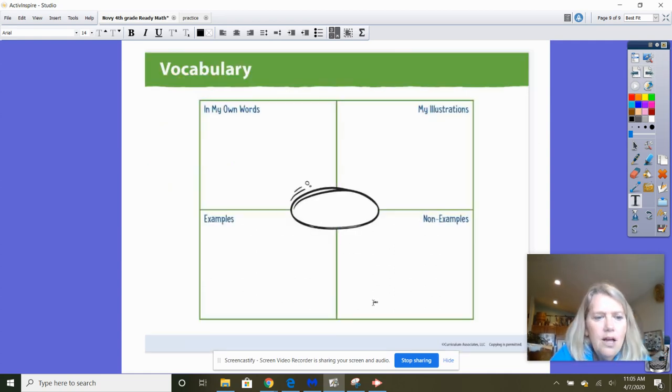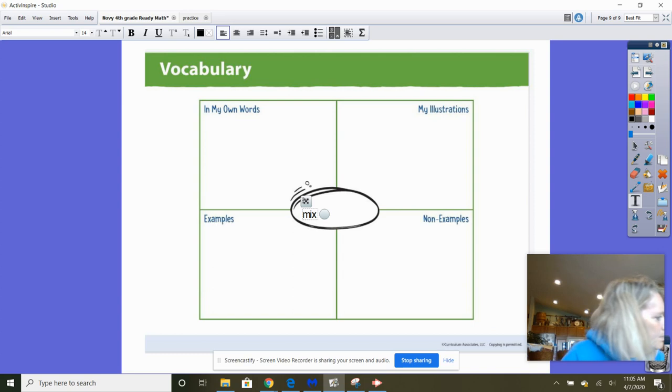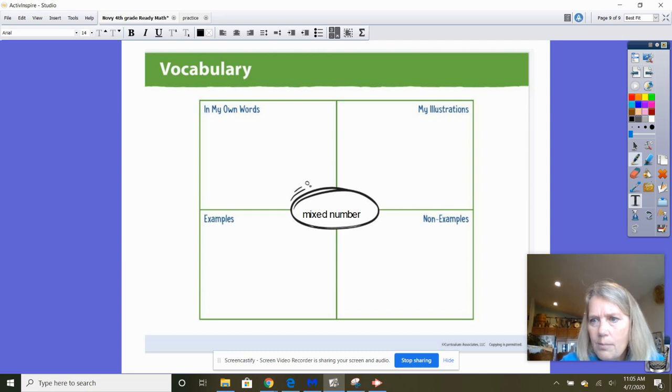Okay, so now the last part that we'll do together is vocabulary. So the thing that we are putting in the vocabulary is mixed number, which if you don't have that on your paper, write in mixed number, because that's our goal for this lesson. So write in your own words what a mixed number is, something about a whole with a fraction. And then you can draw a picture of that. That should be easy. Examples, you can just name some. I'll give you a couple and you can name your own.